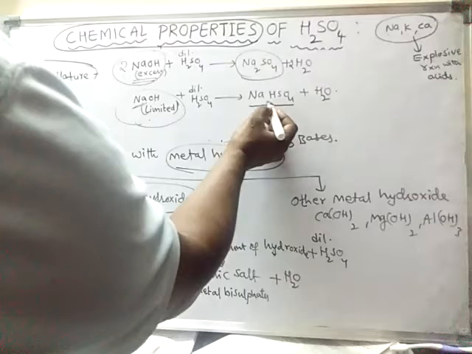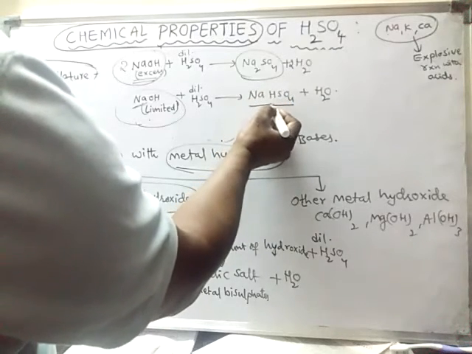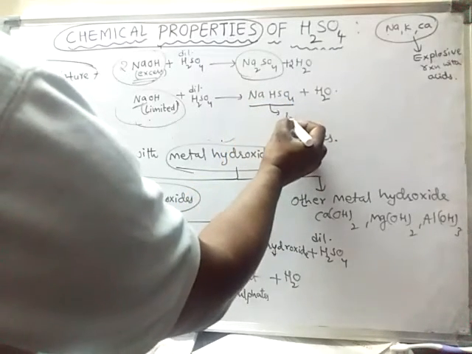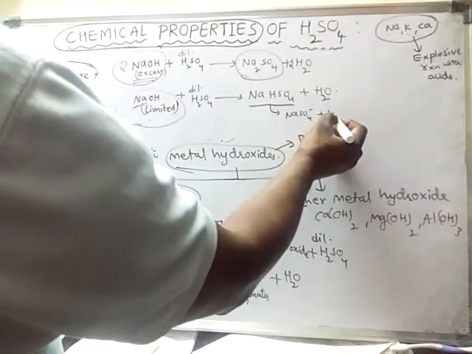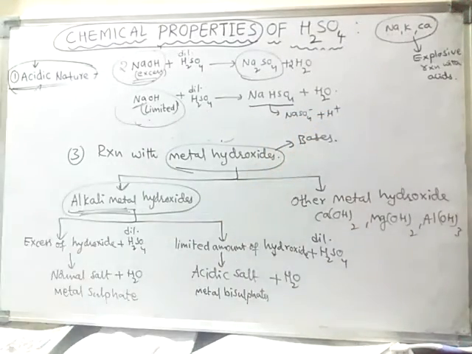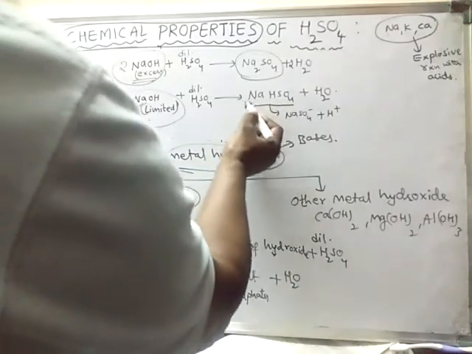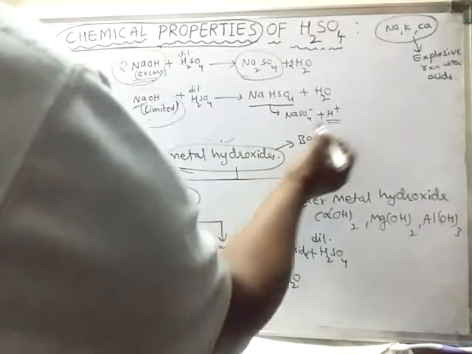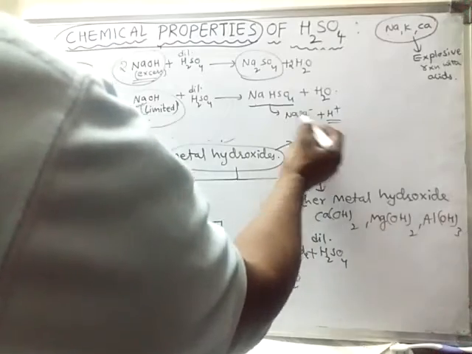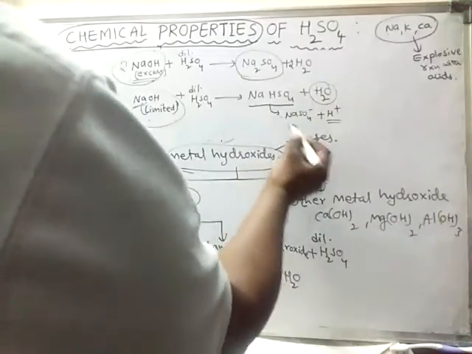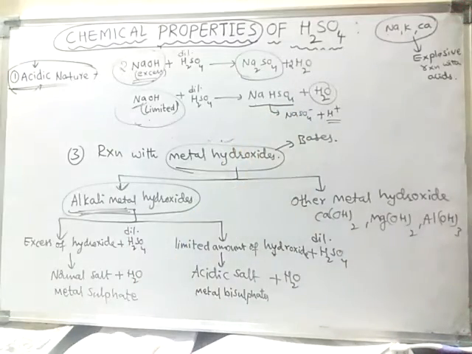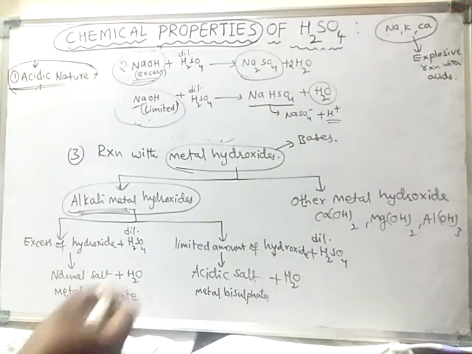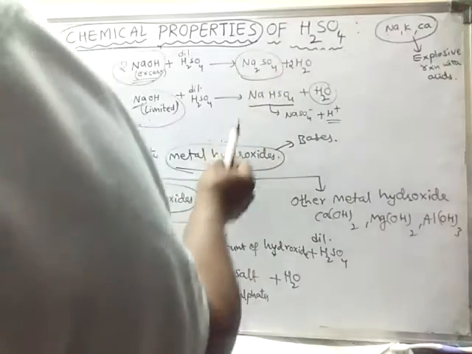Why is it an acidic salt? Because this particular salt will break down into NaSO4 minus plus H plus ion. So this salt is able to give one more H plus ion in water. Hence, as it is able to give H plus ion, this substance is said to have acidic nature.